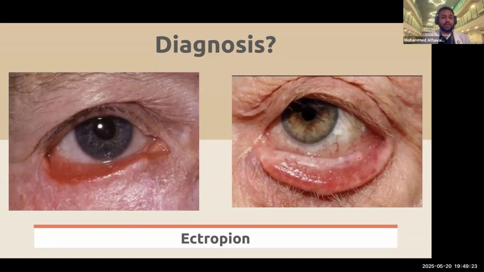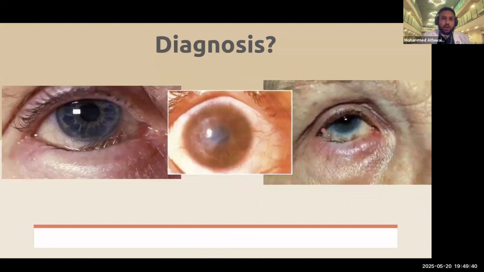Not the tearing, because excessive tearing will cause dryness, because the eye is not going to be able to contain itself. The tears won't stay in the eye, so it'll cause dryness. Excellent. So that is ectropion, and we treat this surgically.